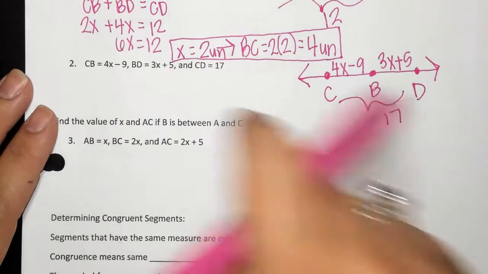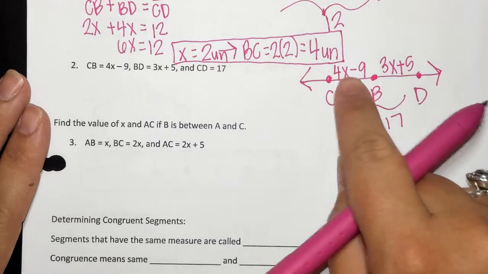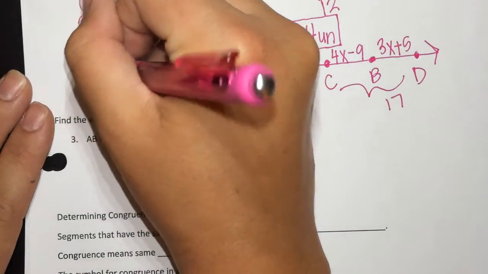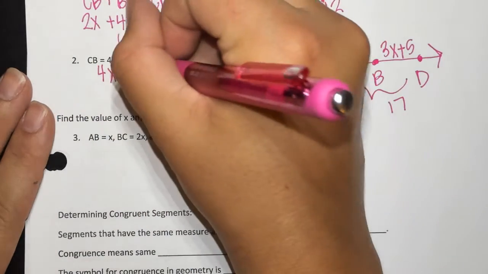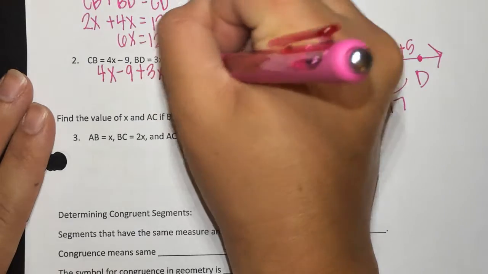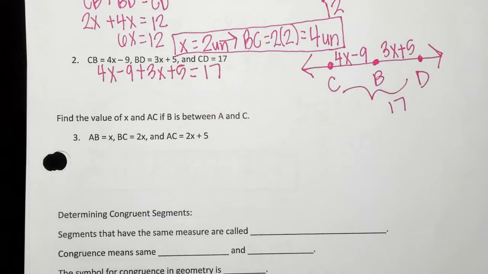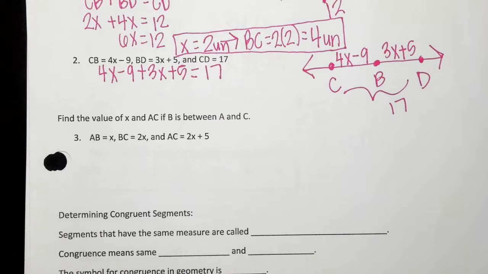All right, so if I'm letting you skip the formula, don't you know that you have to add this little piece plus this little piece, set it equal to the whole. So you have 4x minus 9 plus 3x plus 5 equals 17. Okay, go ahead and solve.